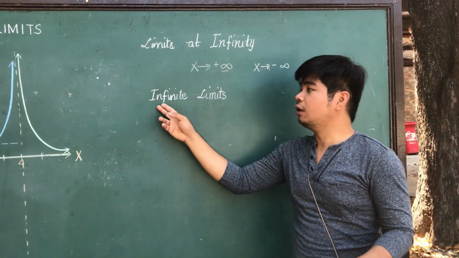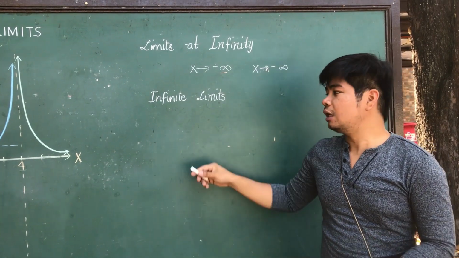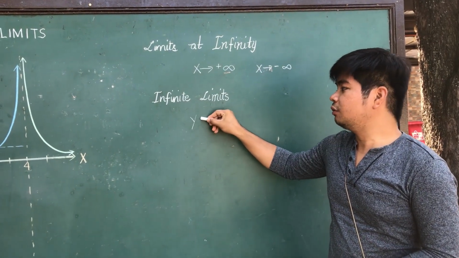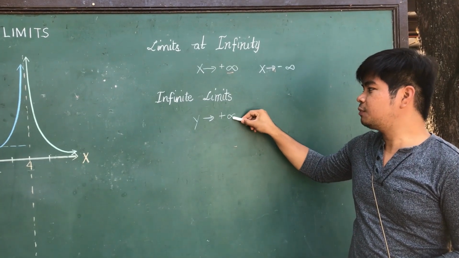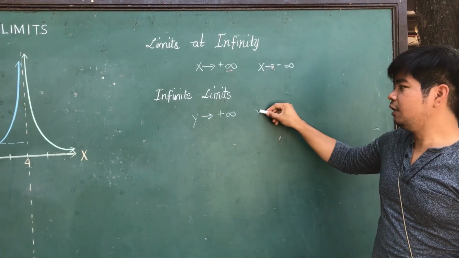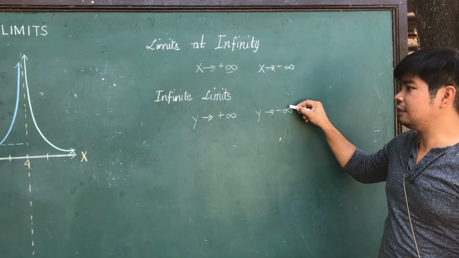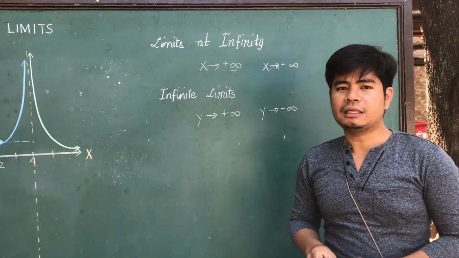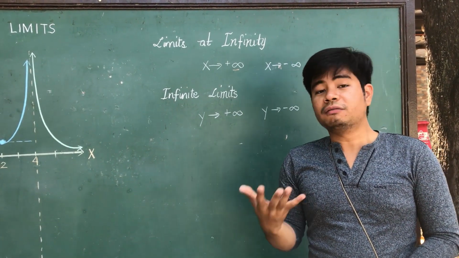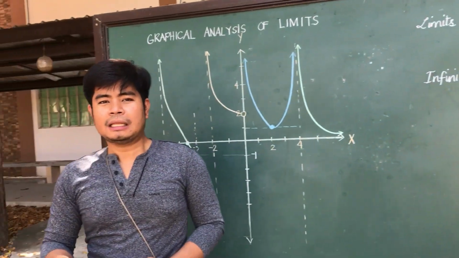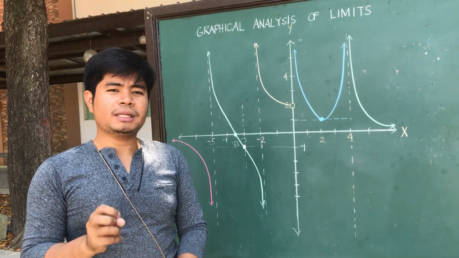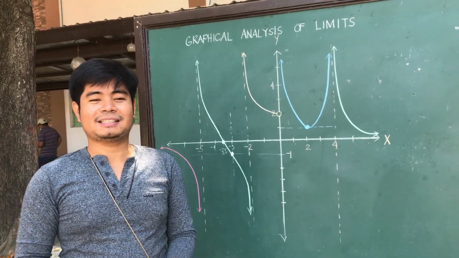However, if you're talking about infinite limits, then you are referring to the behavior of y. Does the value of y keep on increasing, or does the value of y just keep on decreasing? Now this kind of graphical analysis is quite confusing. That is why, through the graphs, let us now understand the limits at infinity and infinite limits.